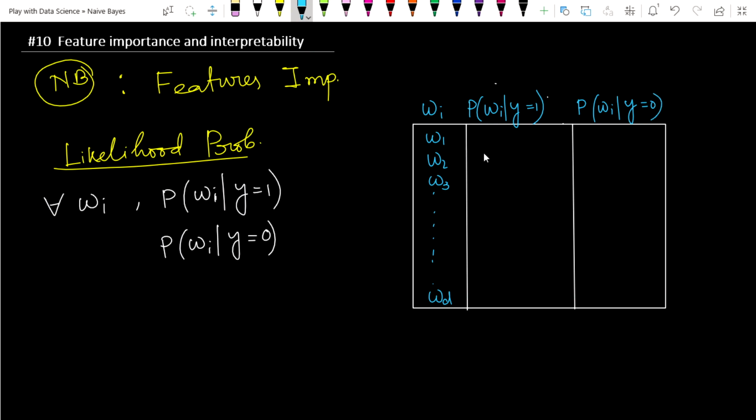Now the main thing is we can easily calculate this, because at the end of the day, in the training phase we are calculating this probability and the class prior probability. Class prior probabilities mean what? The probability of y equals 1 and the probability of y equals 0. So in the training phase we have calculated all these probabilities.